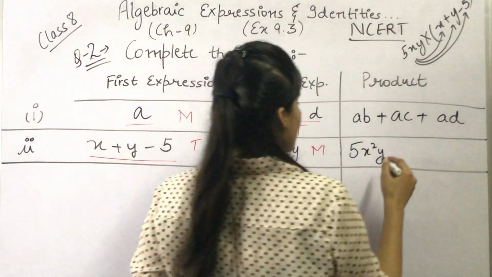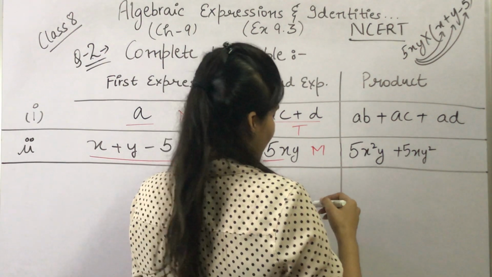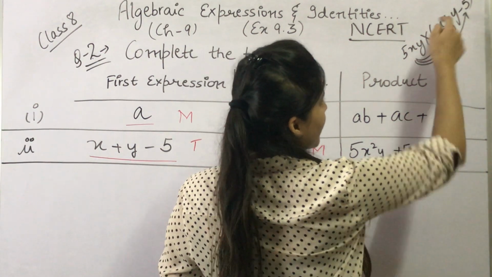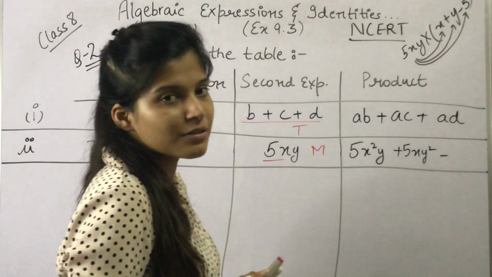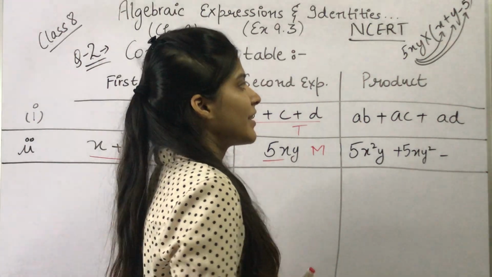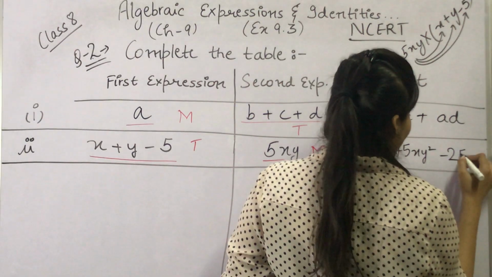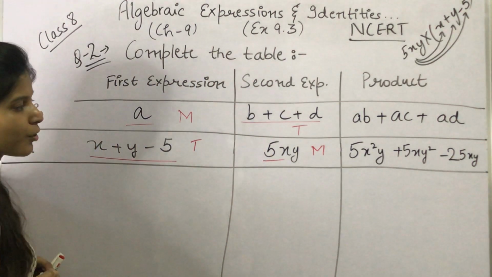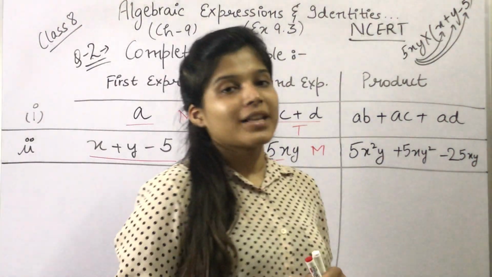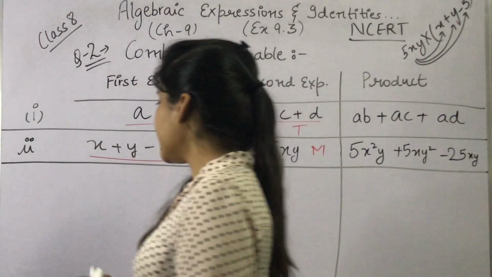देन प्लस 5x y square, बिकॉज सेकेंड वाले में y 2 times हो जाएगा, ठीक है. एंड देन थर्ड वाले में हमारे पास माइनस है, तो पहले तो हम माइनस नोट डाउन कर लेंगे. देन 5xy into 5, तो 5 5 जा 25xy. So this is the answer. This is the product of first and second expression. Now the third part.